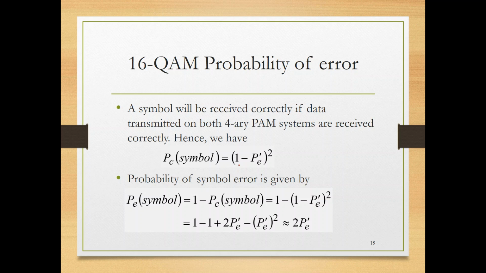So what's the probability of receiving your symbol correctly? It's the probability of receiving your symbol correctly from the vertical line multiplied by the probability of receiving your symbol correctly from the horizontal line. From the vertical line, it's 1 minus PE, and the horizontal line, also 1 minus PE. Multiply them, it becomes a square. Now, what's the probability of error? The probability of error is 1 minus the probability of correct reception. You substitute the probability of correct decision, its value here, and you end up getting this final value, which can be approximated to 2 PE prime, which is the error probability in QAM modulation schemes.